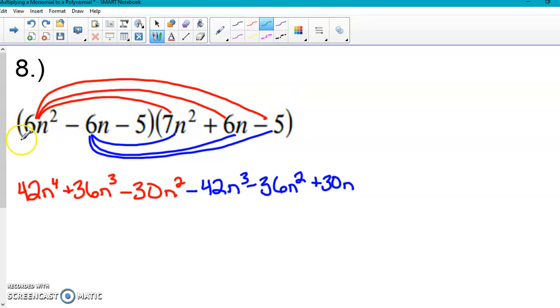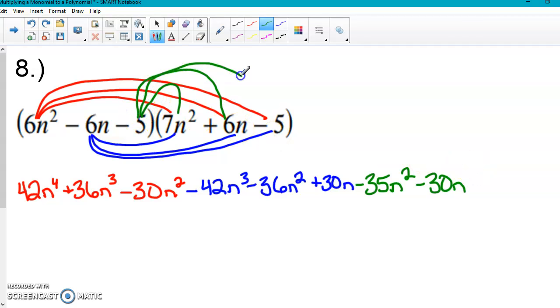All right, so we're done with this guy. We're done with this guy. So all we have left is the negative 5. So here we go. We're going to have negative 5 times 7n squared. That would be negative 35n squared. Negative 5 times 6n is negative 30n. And negative 5 times negative 5 is a positive 25. All right, so now we go through and we look for some like terms.